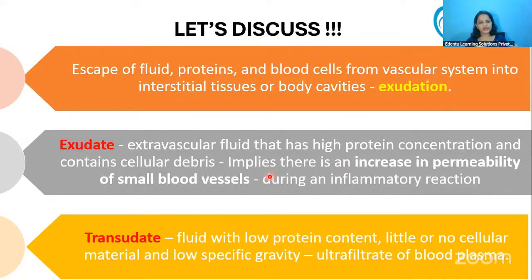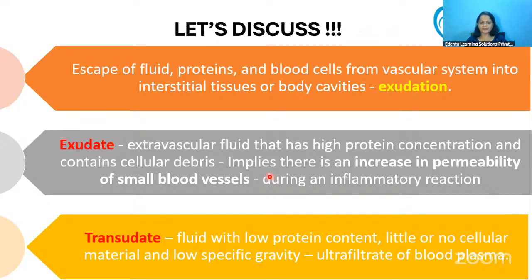Now, this exudation can be of two types: exudate and transudate. Based upon the properties of the fluid that is present outside in the interstitial space, it can be exudate or transudate. The exudate is more like, an example of pus can be seen. Pus is the main example of exudate.